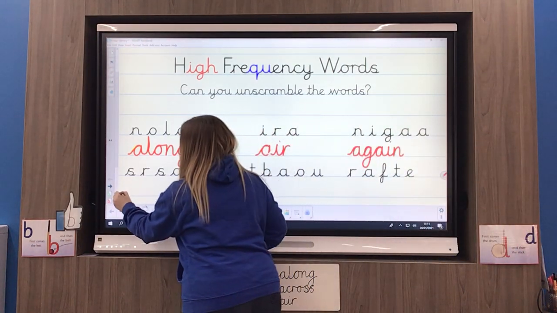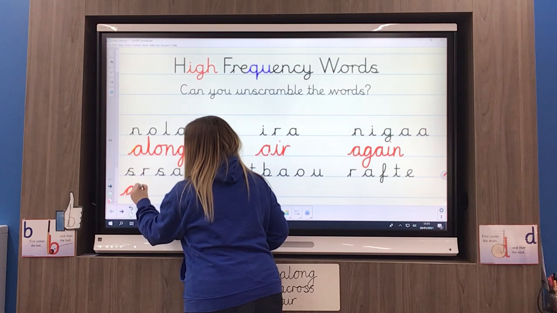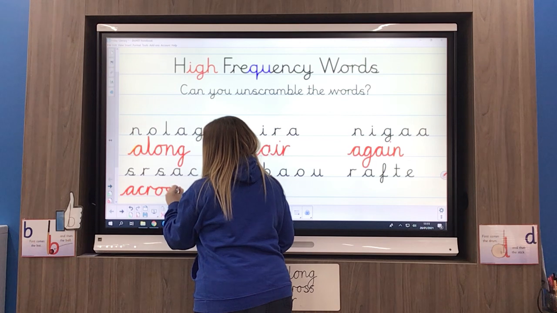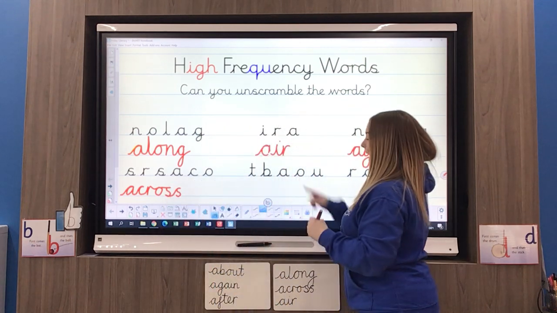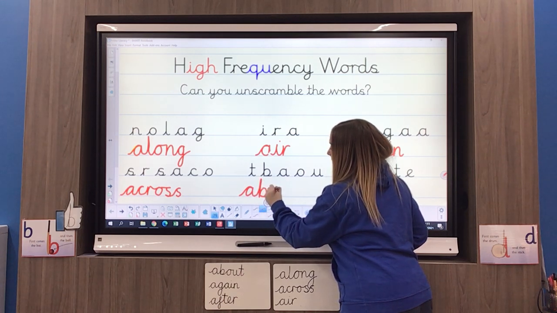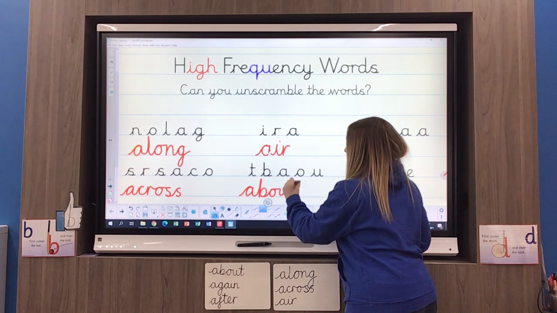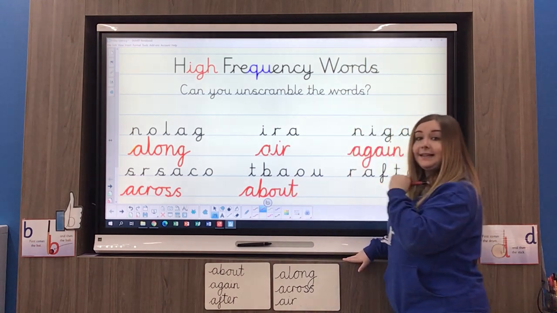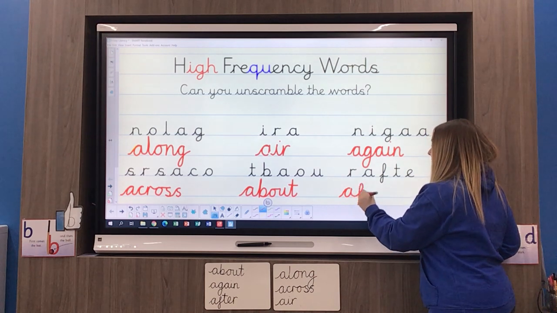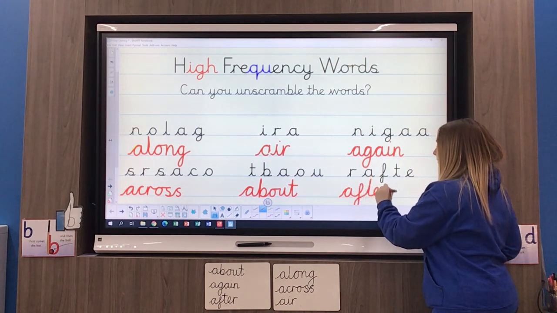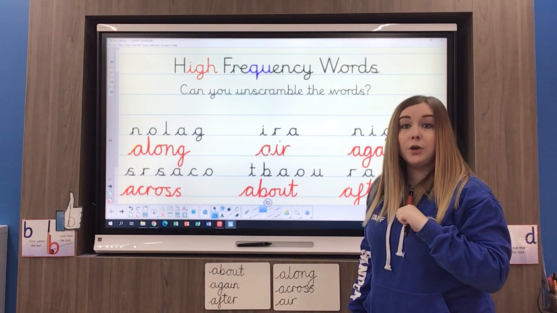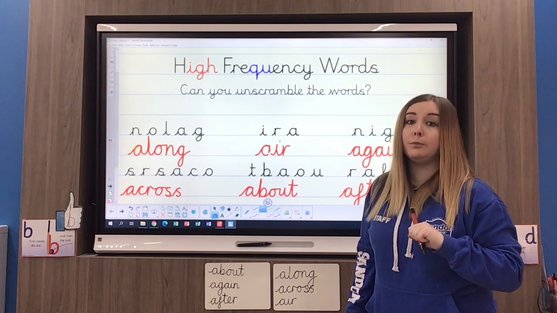Okay, so now this one, across, about, and finally, after. Well done if you managed to get those words correct at home.